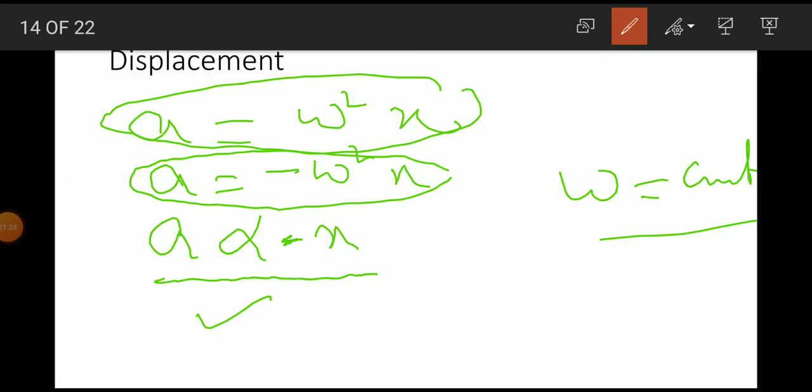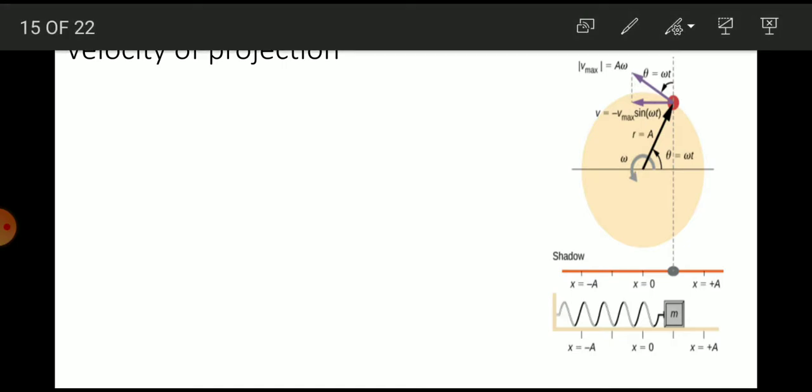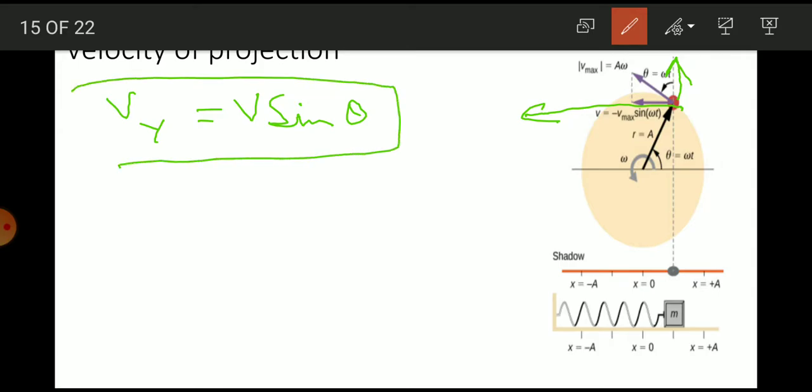Now we should derive the relation for the velocity of projection. Now we know that a particle at point P has two components of velocity, a vertical component and a horizontal component. Here the vertical component of velocity will be Vy is equal to V sine theta. As we know, remember this relation.